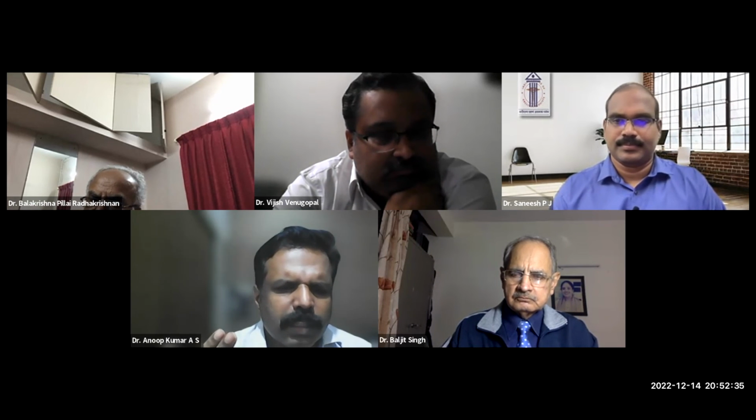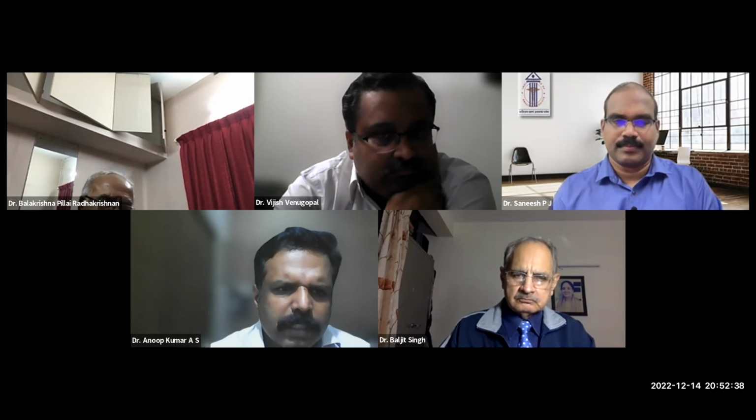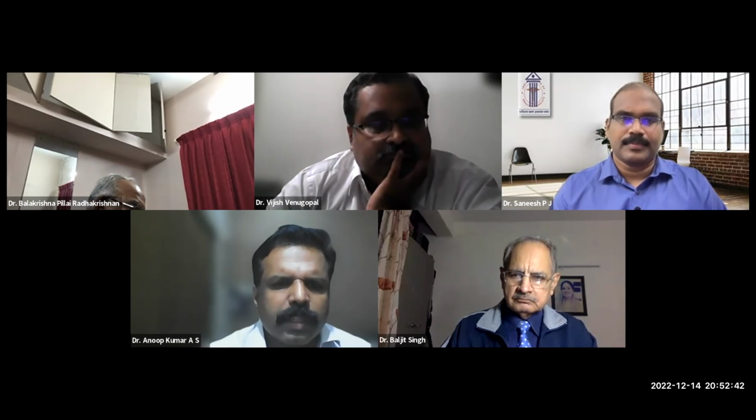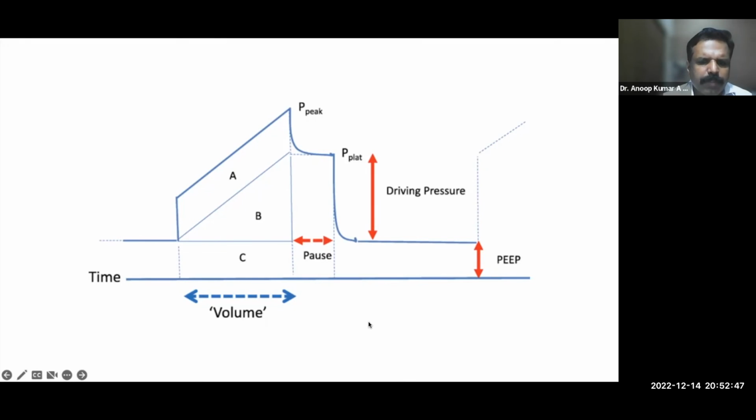We have the previous ARDSNet protocol looking at different tidal volumes, from where we concluded that low tidal volume ventilation has a survival benefit. By plotting all those graphs, it was seen that it is not depending on the high pressure or the plateau pressure. It is actually depending on the driving pressure. Even if you keep a high PEEP or a lower PEEP, if the driving pressure is maintained at the given 15, the survival benefit will be better.